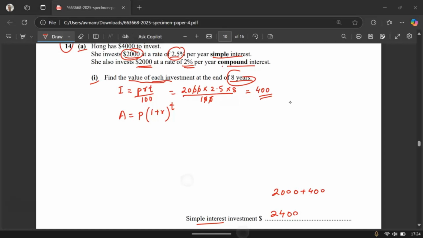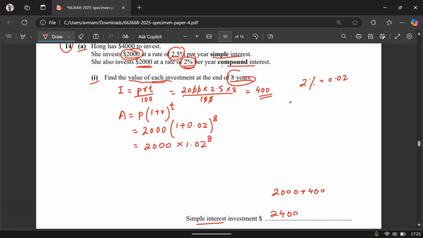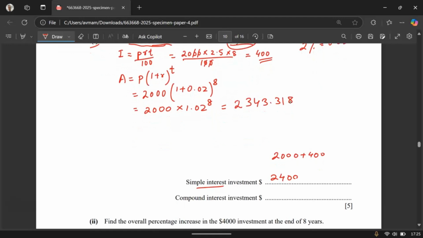So let's just work out 2000, the same principal amount, times 1 plus rate, which is 2%. We need to change 2% to a decimal, which is 0.02. So 2000 times 1.02 to the power of 8, and take your calculator. This gives me 2343.318. So let me round this answer to 2 decimal places. That'll give me 2343.32. There we go. This is for 5 marks.